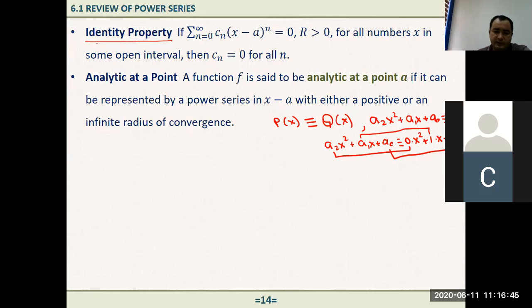Analytic at a point, another concept here. A function f is said to be analytic at a point a if it can be represented by a power series in x minus a with either a positive or an infinite radius of convergence. Okay, simply, if you're given a function and we can find its power series representation, then we say that the given function is analytic at a point a, because here we are using this a, right? That's the center of convergence.